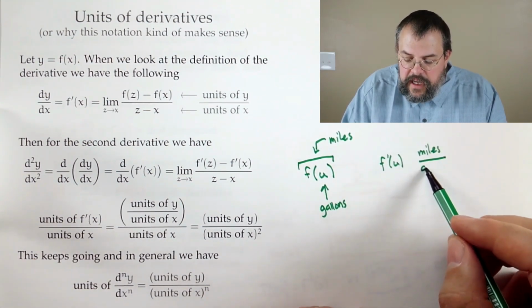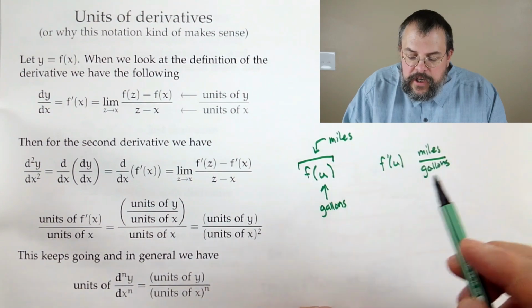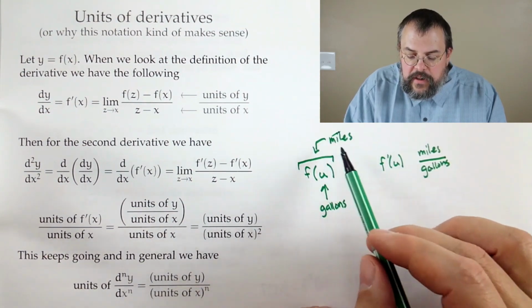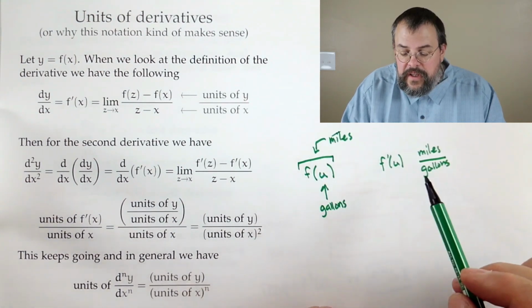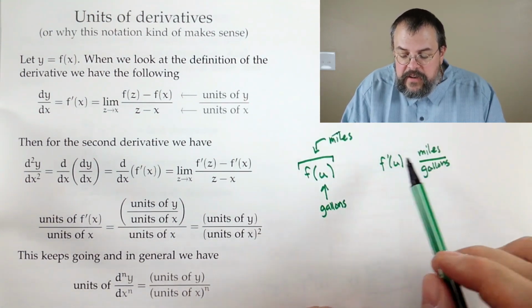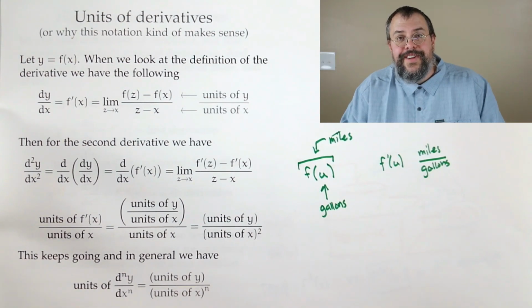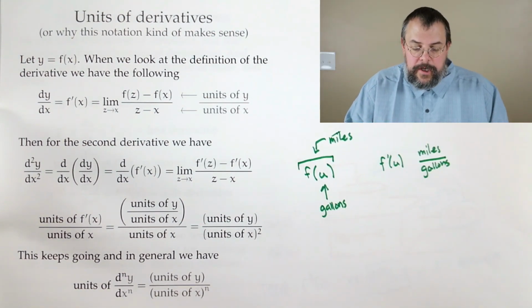And the input is gallons. So the original function has its units here. The units are miles here. So this is the units of the function. This is the miles per gallon, the derivative of units. So that's how units can work.